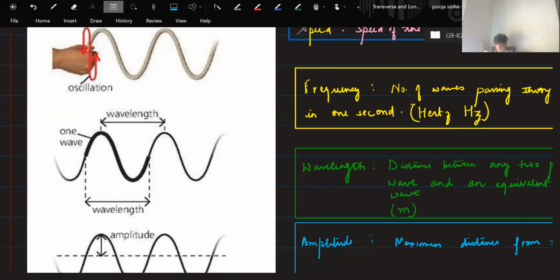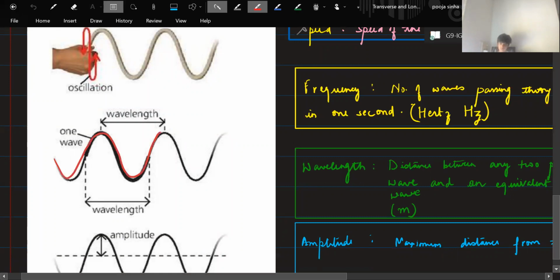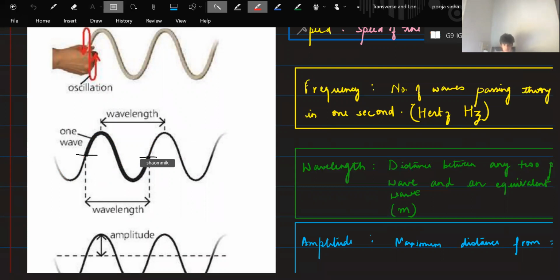Now, all right. Do you see here? This is one wave. From where to where would I say one wave is? From this point to this point. Perfect. So that is one wave. Had I started from here, where would one wave complete? Here. Very good. Perfect. So I think wave is understood.